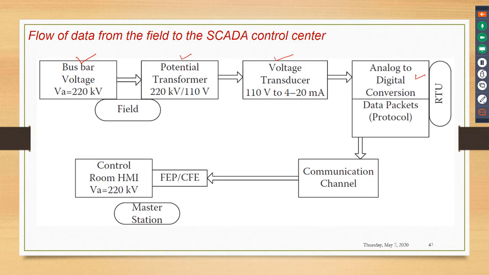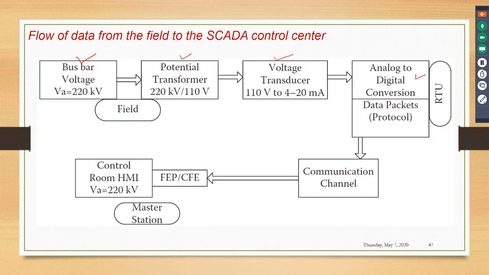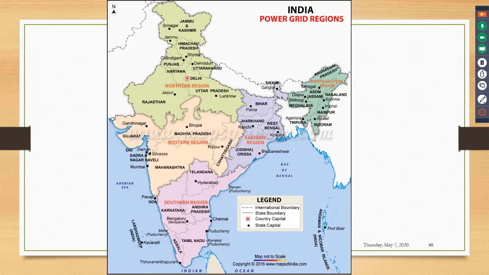And then the RTU, after it is converted to the digital form, the data packets are formed, and finally the data packets are sent through the communication channel, and then through the communication channel it reaches the control room, where the master station is, and where the personnel there take the control action. So now we'll talk about how this SCADA system is implemented in India and how it is working.